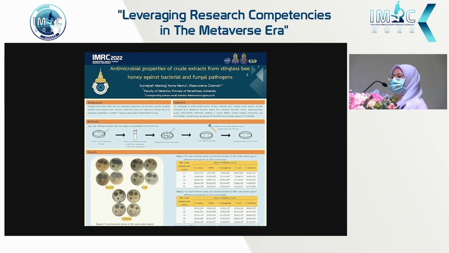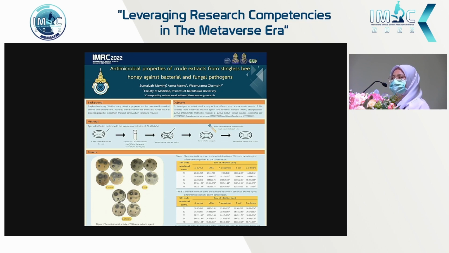For the method, we used the agar well diffusion method with sample concentration 25% to 50% volume by volume. Firstly, we picked a single colony of bacteria and yeast and transferred it into a test tube containing broth. After that, we adjusted the cell density to 0.5 McFarland standard, 10^8 for bacteria and 10^6 for the yeast. Then we swabbed the inoculum over the entire agar surface and bored the wells for each plate.